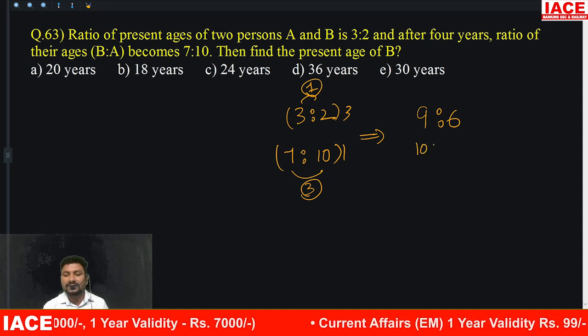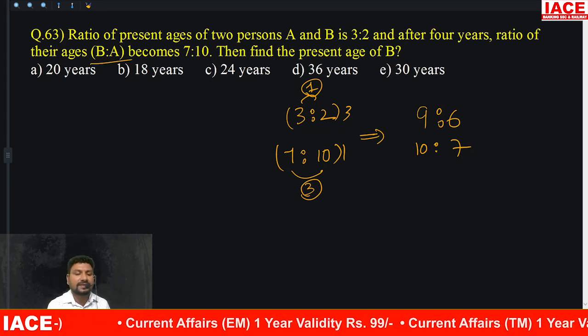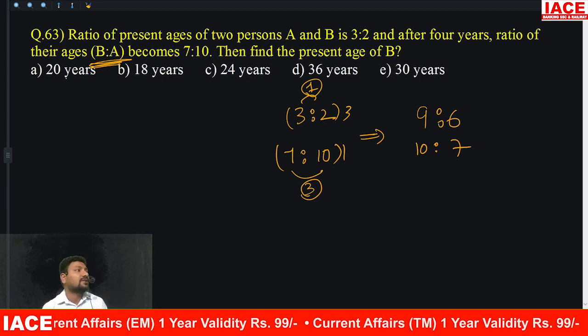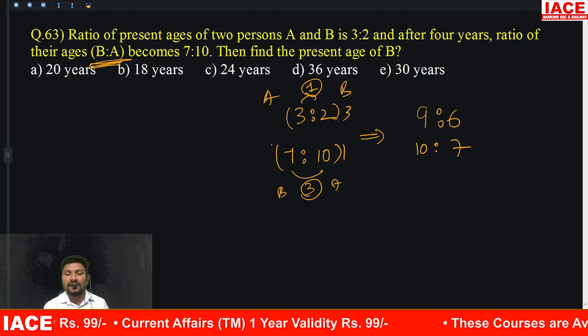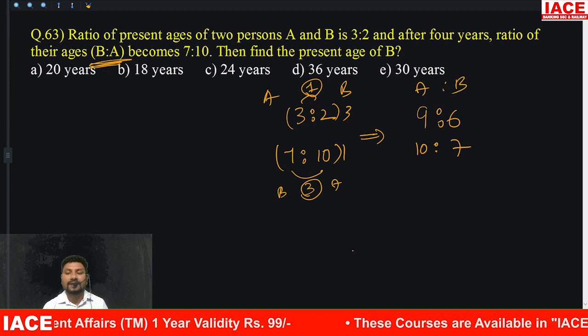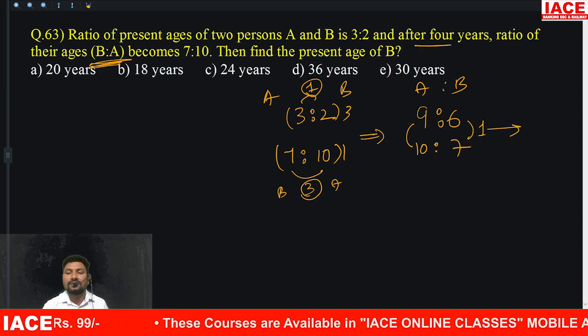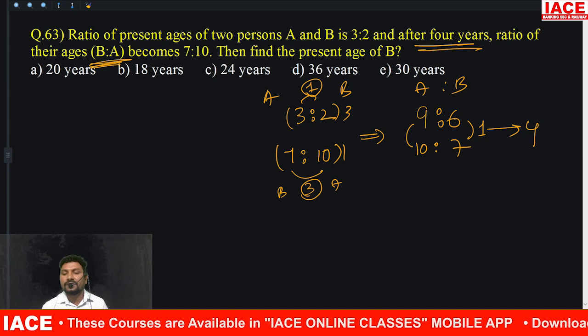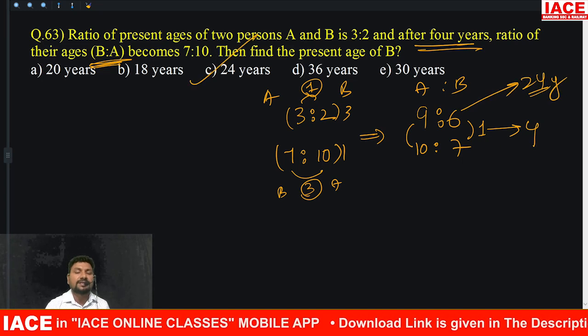What is the ratio? 10:7. Here it is mentioned B is to A. You should convert it into A is to B. This is B, this is A; this is A, this is B. Try to make it A is to B. Okay, here it is also 10:7. How many parts incremented? 1 part. 1 part equals how many years? 4 years. 1 part equals 4 years means 6 parts equal how many years? 24 years. Then option C.